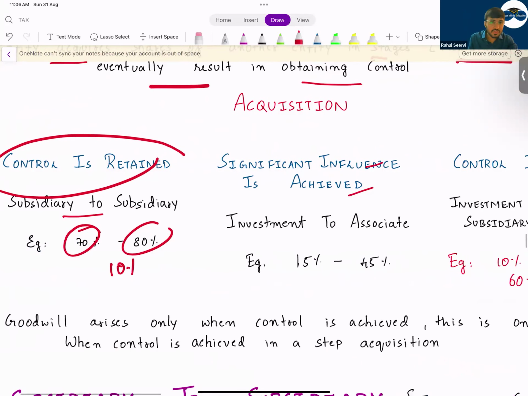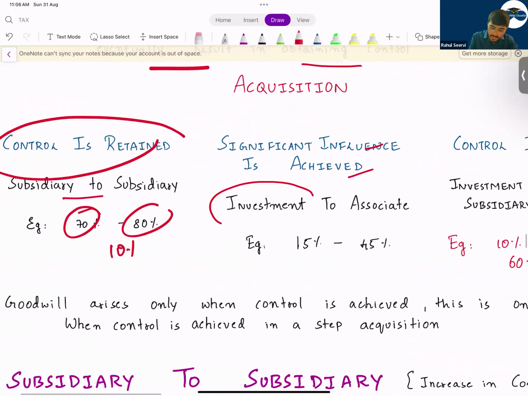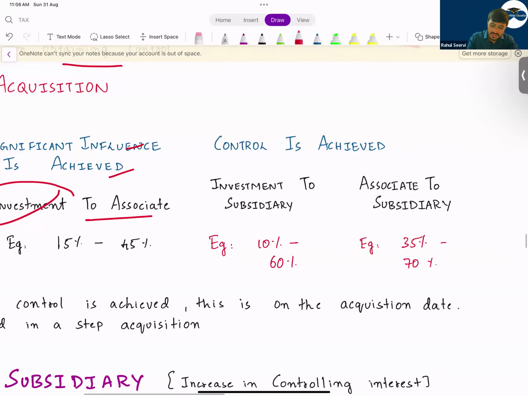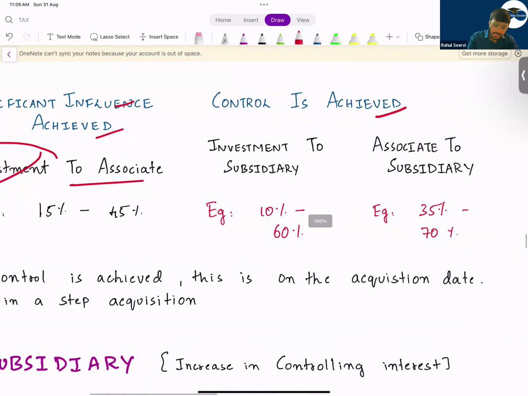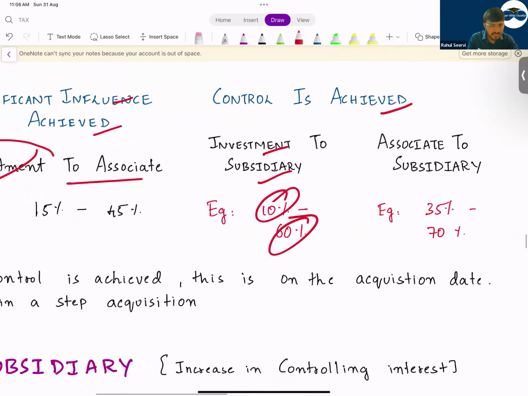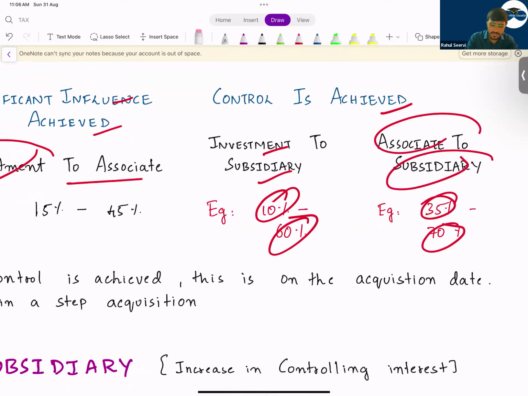Significant influence is achieved. So significant influence means what, sir? From investment to associate. We are travelling from investment to associate. The next one. In this case, control is achieved. That is investment to subsidiary, 10% to 60%. Associate to subsidiary. What do we do? 35% to 70% we are moving.